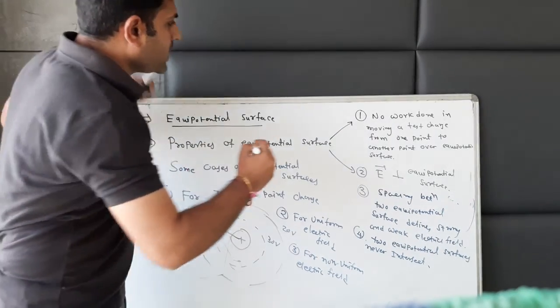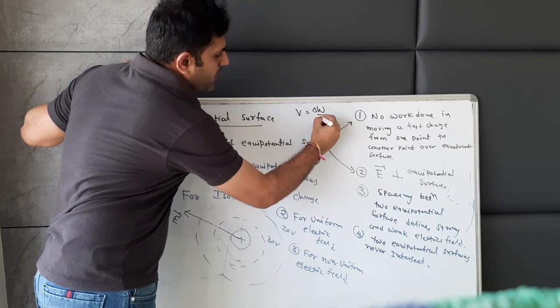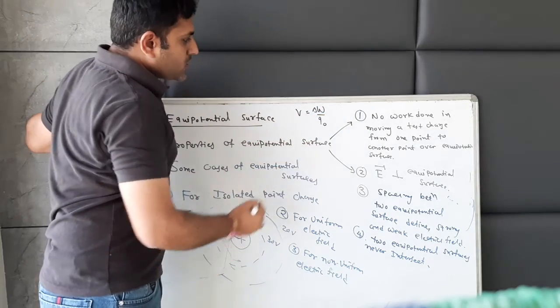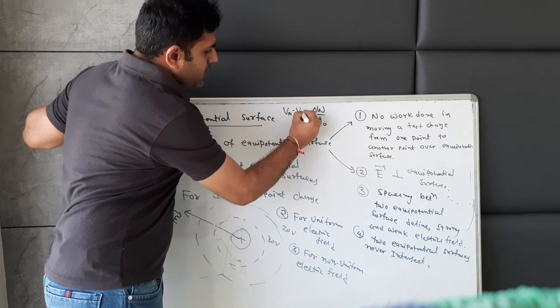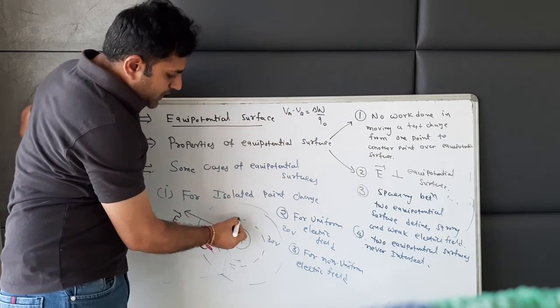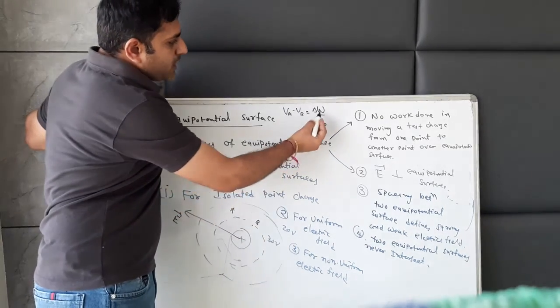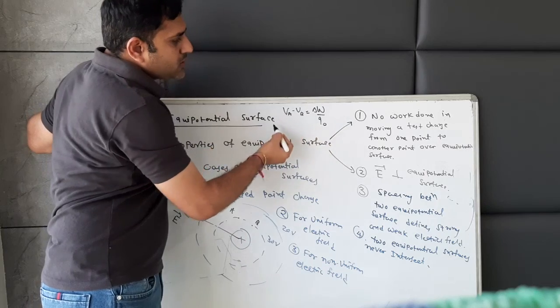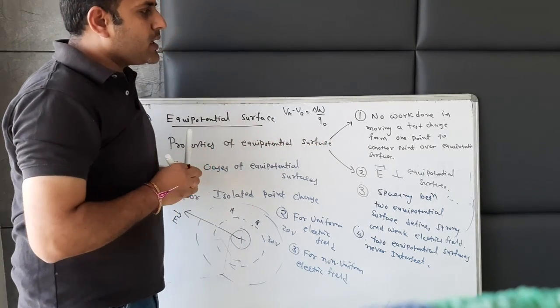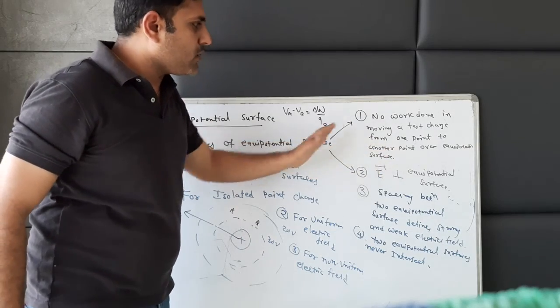surface. We know that the potential V is equal to delta W upon Q0. So potential VA minus VB. If at point A and point B the same potential is there, meaning VA equals VB, then delta W equals 0. That's why no work is done in moving a test charge from one point to another point.